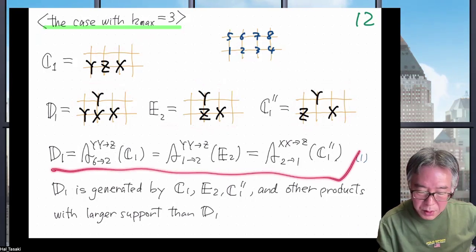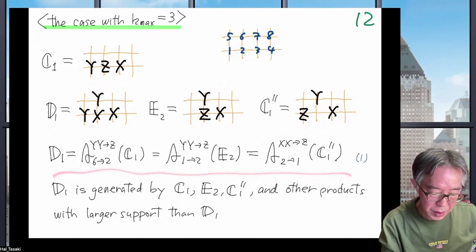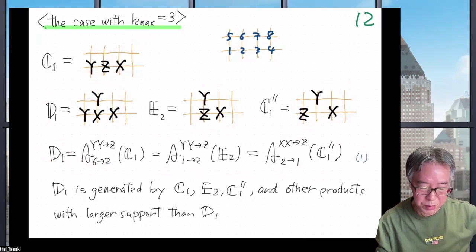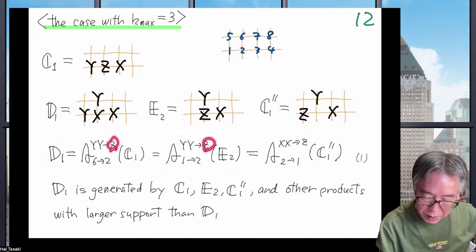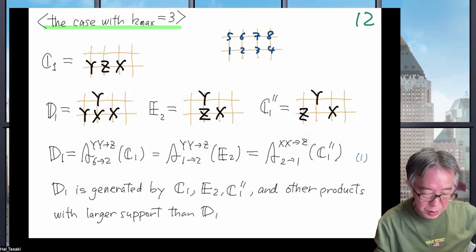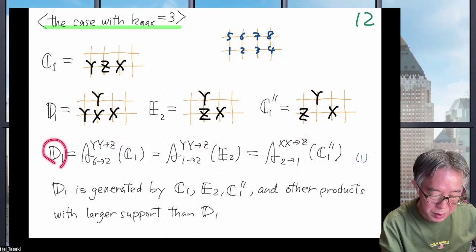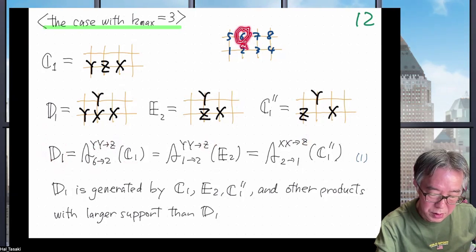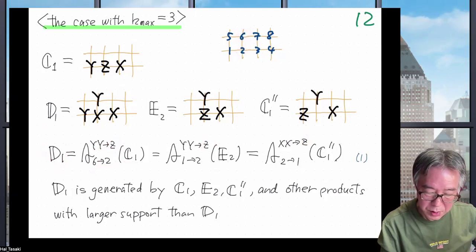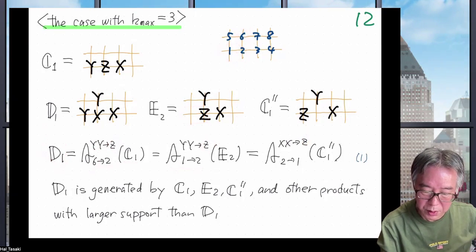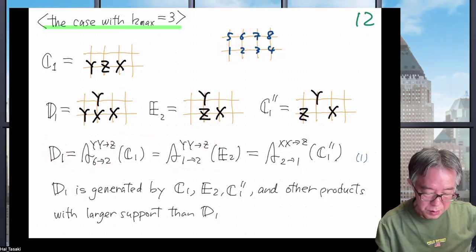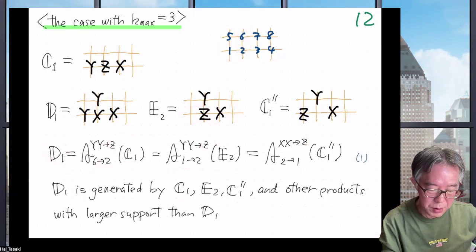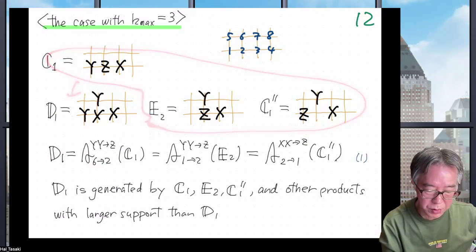And then you find that D1 is generated by these 3 guys through these appending operations. Now I declare this target operator to make things clear. In this case, D1 is obtained from C1 by appending YY and adding a new thing at 6, and the target site is 2. These are the same thing, 1, 2 here, and in this case, 2, 1. So D1 is generated by C1, E2, C1 prime, and these three are the only products that generate D1 through this appending operation.